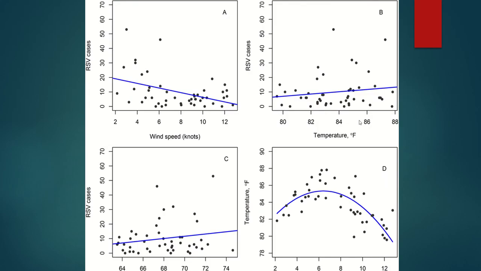Yes, now some more measurements. Now this is wind speed and RSV cases. We can see here that wind speed is negatively correlated with RSV cases. Why? Because from these points we can draw a line like this, but the correlation is not strong because these points are apart from each other. They are not very close.